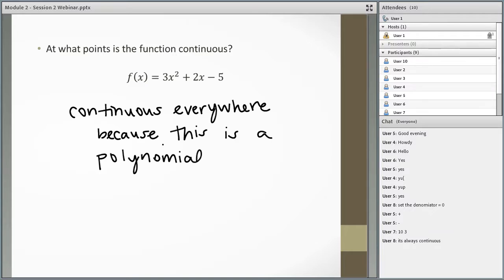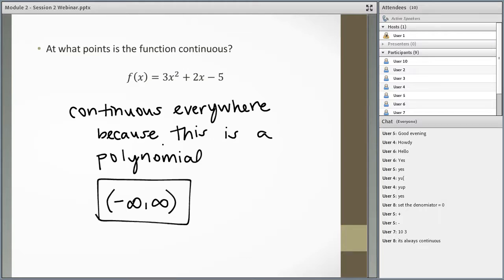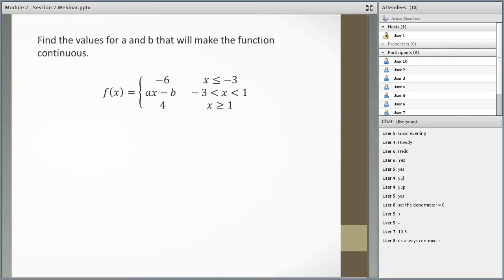And more formally, if we wanted to write the interval notation for where this is continuous, because it's continuous everywhere, it's the entire number line. So we would write it as negative infinity to infinity. There's no places where we would have any sort of 0 in the denominator of a fraction or anything like that, because we have a polynomial, so that's not possible. All right, let's go to the next one.